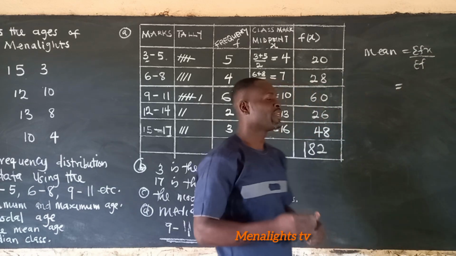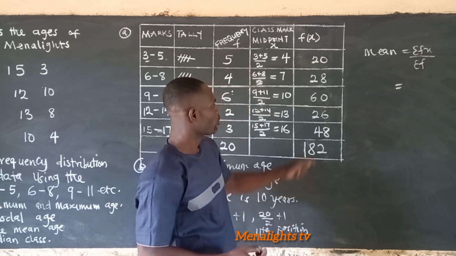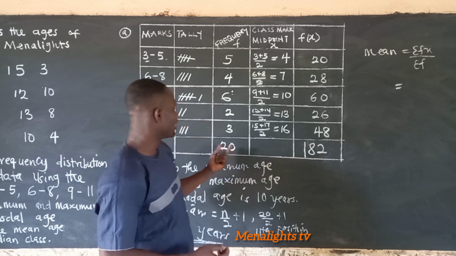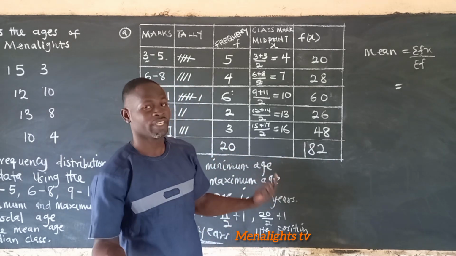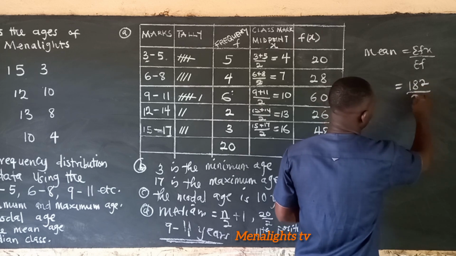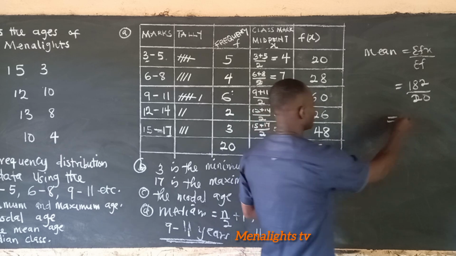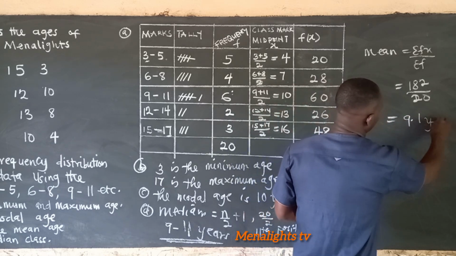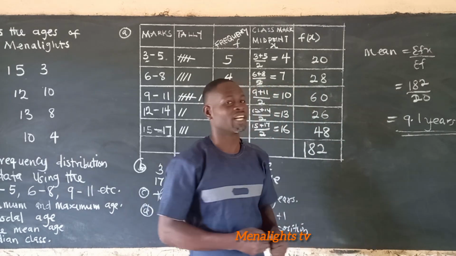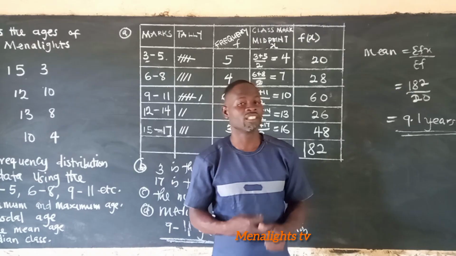So we know that the mean is the summation of fx divided by the summation of what? F. So the summation of the fx is the 182 here, and then the summation of f is what? Is 20. So it means we have 182 divided by 20, which is the same as 9.1 years. So approximately 9 years there, or 9.1 years.